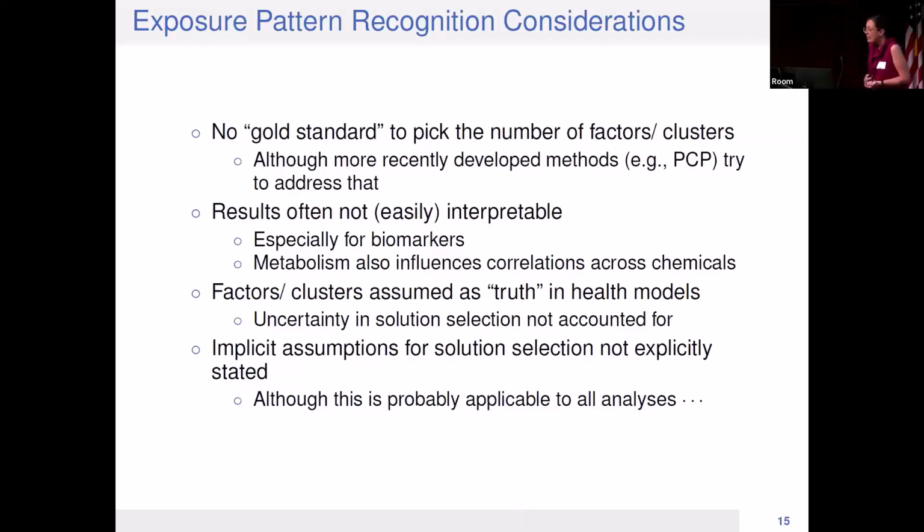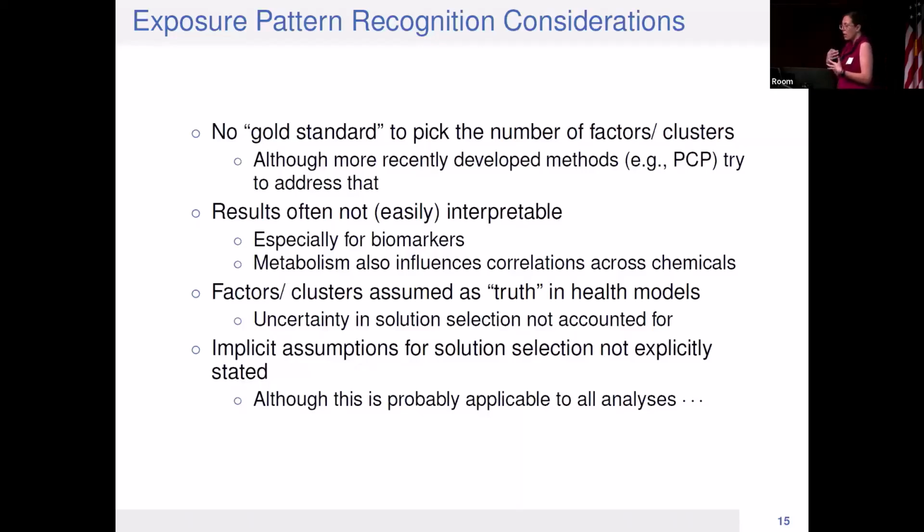Results are not easily interpretable, especially for biomarkers, for example. It's easier if we're looking at correlations of things in the ambient air or in our sociodemographic or built environment. But when we're looking at biomarkers, metabolism also influences these correlations across chemicals. So then that's maybe a bit harder to map back to a specific source or behavior.